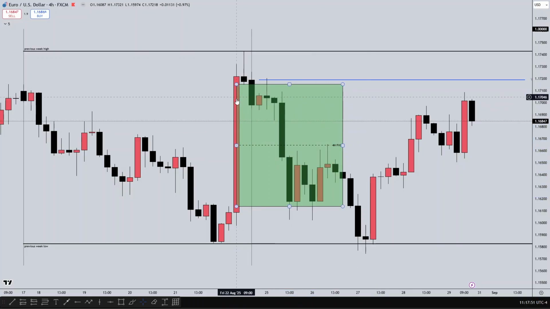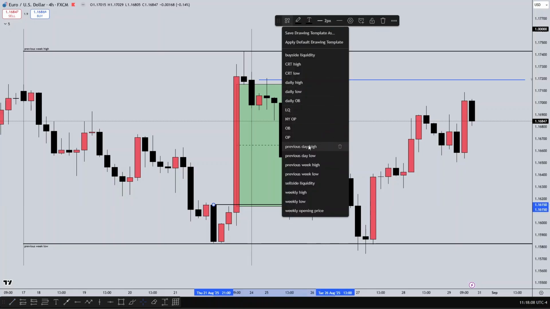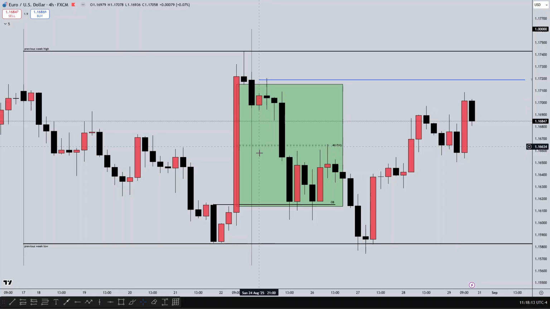After the 4 hour fair value gap, below the 4 hour fair value gap, we have a 4 hour order block. This should be a 4 hour order block. So we're going to call this OB, 4 hour order block. After the 4 hour order block, below the 4 hour order block, we have a swing low, which is the previous week low.